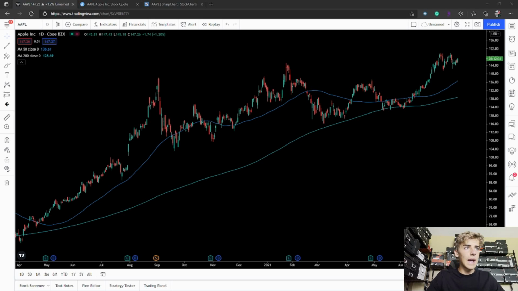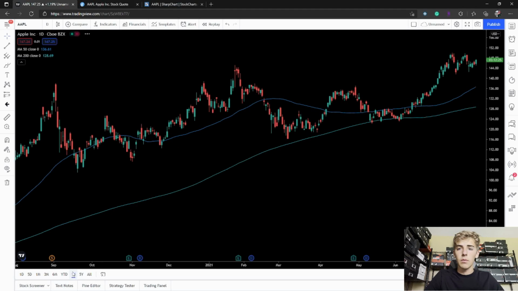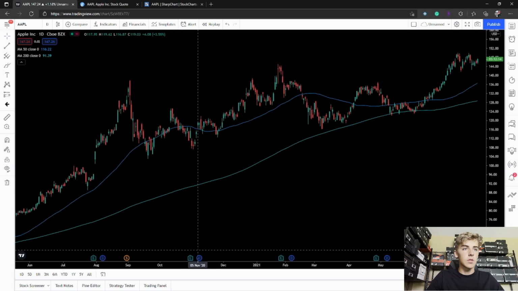So right now we're looking at Apple. We're looking at the around 1 year chart on TradingView.com. TradingView is a great free resource. All you have to do is create an account and you will be able to save your charts and stuff there. So I highly recommend it. So let's look at Apple, right?